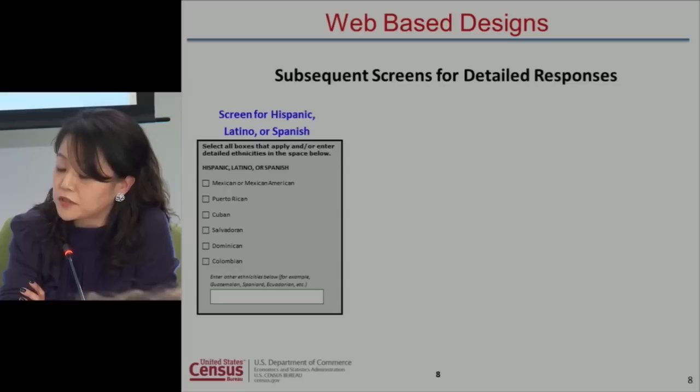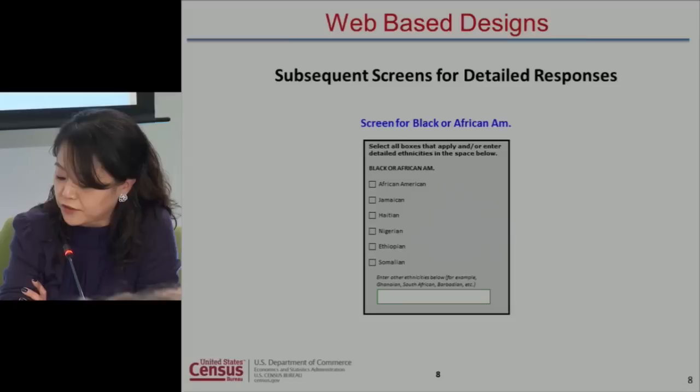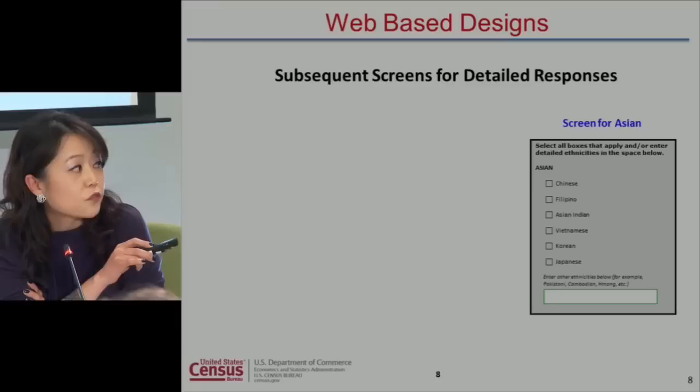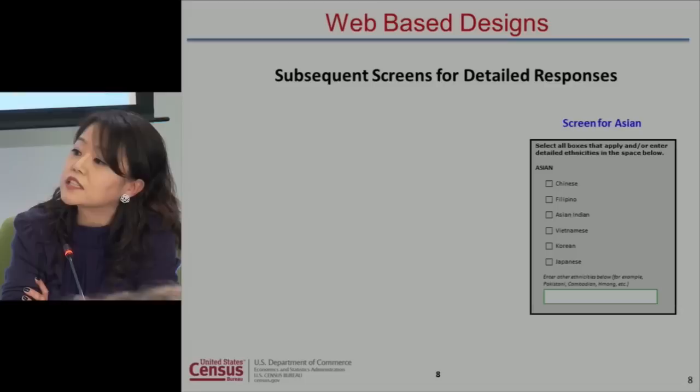So if you look here, for example, the screen will collect the detailed responses for the specific Hispanic groups, such as Mexican, Puerto Rican, Cuban, et cetera. And then in a similar fashion, a screen will collect detailed responses for specific Black groups, such as African American, Jamaican, Haitian, et cetera. Additional screens will also be available for other categories that are selected by the respondent. So for example here, if a respondent were to select Asian, a follow-up screen would collect detailed responses for the Asian groups such as the Chinese, Filipino, Asian Indian, et cetera.